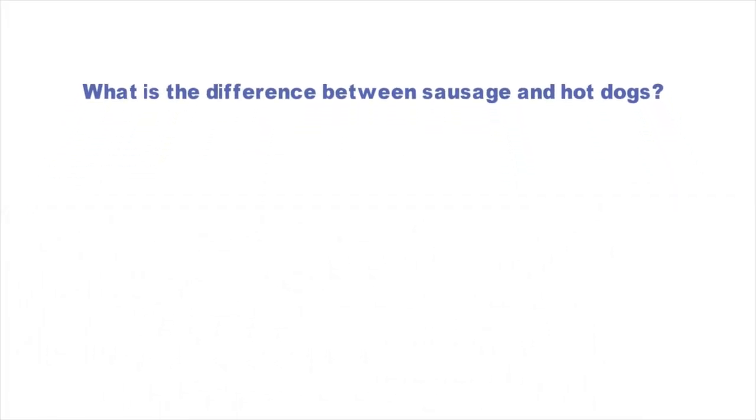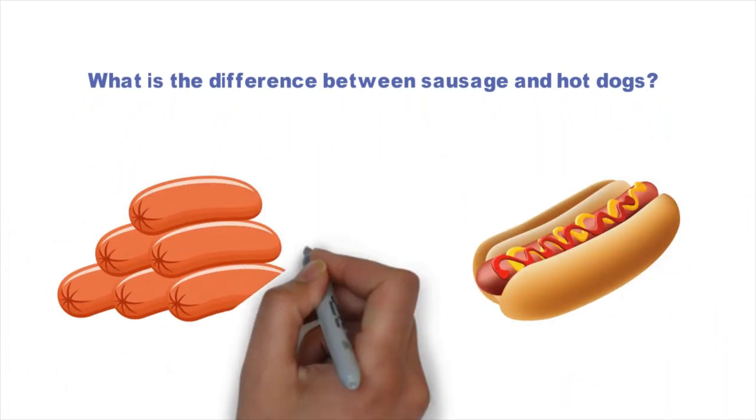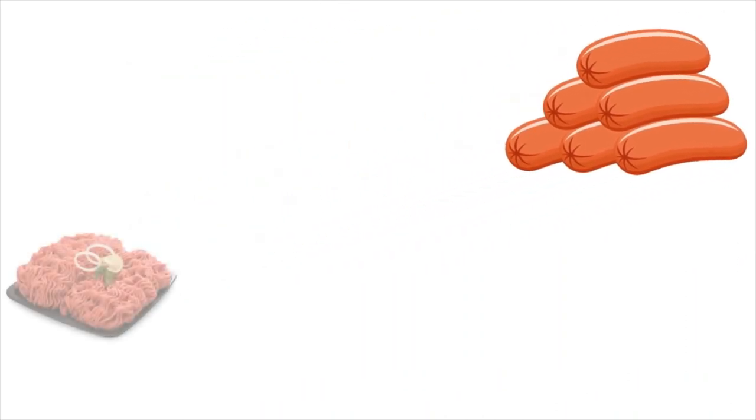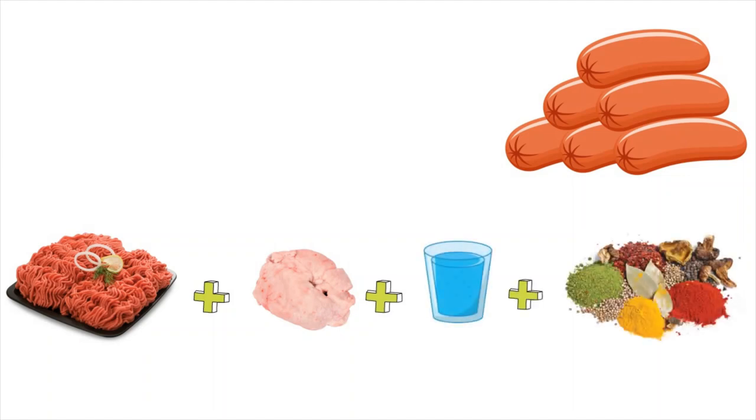What's the difference between sausage and hot dog? The hot dog is a sausage, but not just any kind of sausage. To give you a long story short, sausage is the umbrella term for ground meat combined with fat, water, and seasonings and stuffed in a casing.